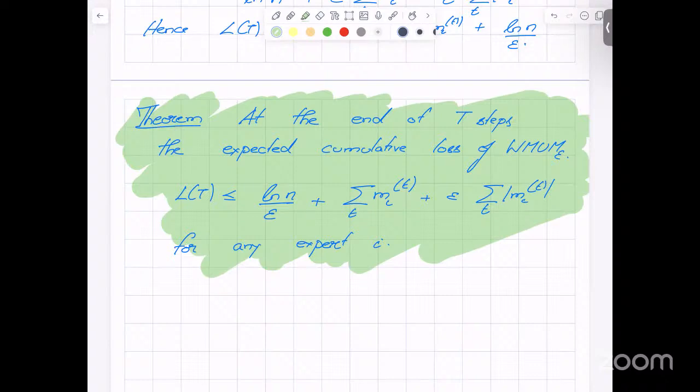That's the end of this module on the weighted multiplicative update method. Okay, let's stop with this.